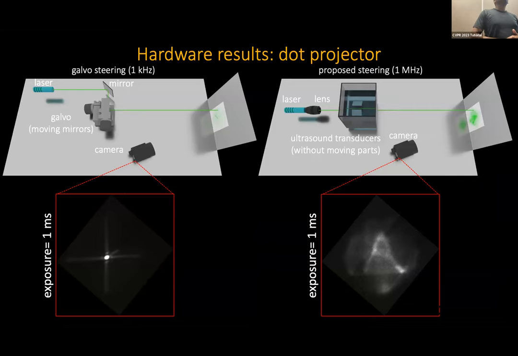To compare our technique with the galvanometer mirrors, which are two mirrors, we projected a series of 100 dots that make the letter A. I did this projection both with galvo mirrors and with our light steering technique. Because our technique works at a megahertz, it projects a million dots per second. So in a millisecond, it drew this letter A 10 times over, whereas the off-the-shelf galvos were able to project literally one dot in that time.